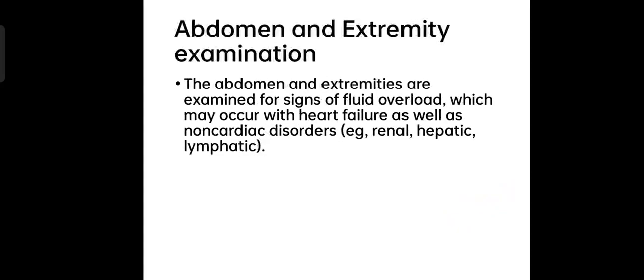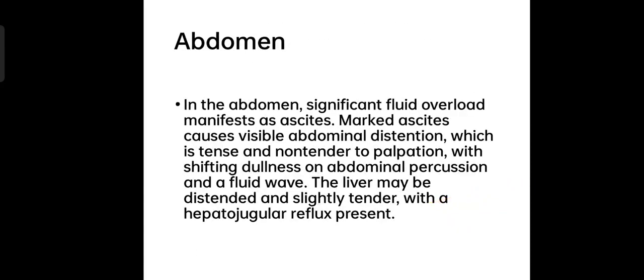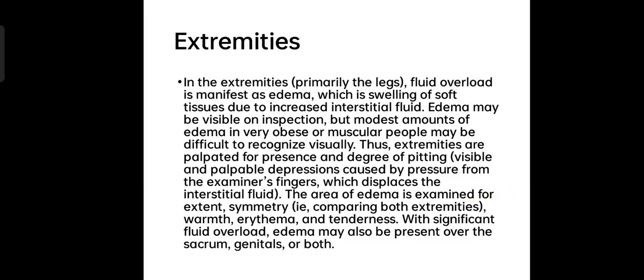Abdomen examination and extremity examination. The abdomen and extremities are examined for signs of fluid overload, which may occur in heart failure as well as non-cardiac disorders. Abdomen. In the abdomen, significant fluid overload manifests as ascites. Marked ascites causes visible abdominal distension, which is tense and non-tender to palpation, with shifting dullness on abdominal percussion and a fluid wave. The liver may be distended and slightly tender, and hepatojugular reflux is present.